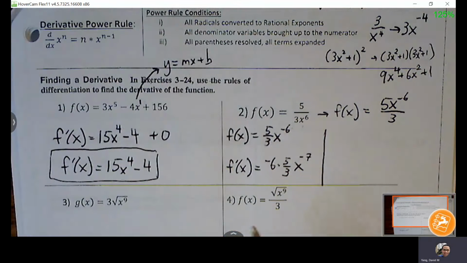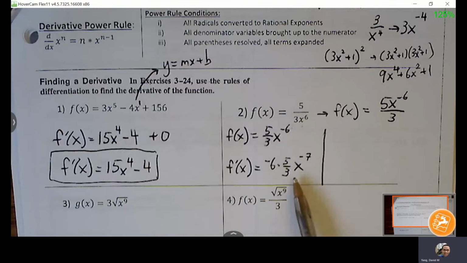Okay, we still have some cleanup to do, but any questions up to this point? Okay, so now I'm going to do a little bit of cleanup. The -6 and 5 can combine to be -30. I can also reduce -30 over 3 is -10.